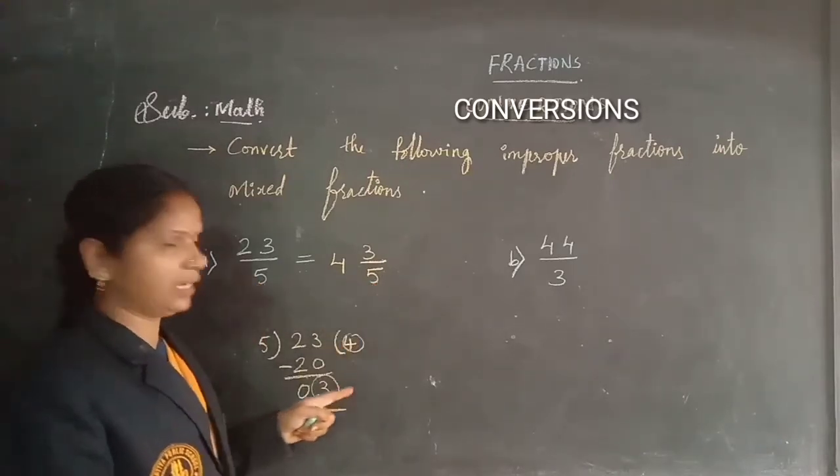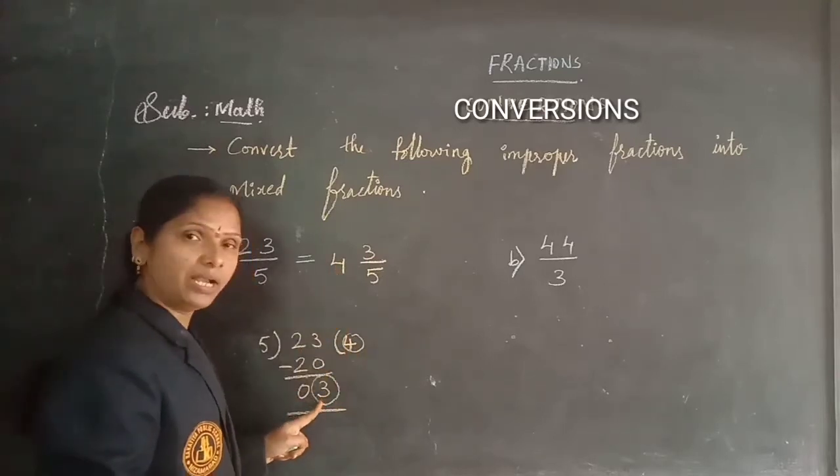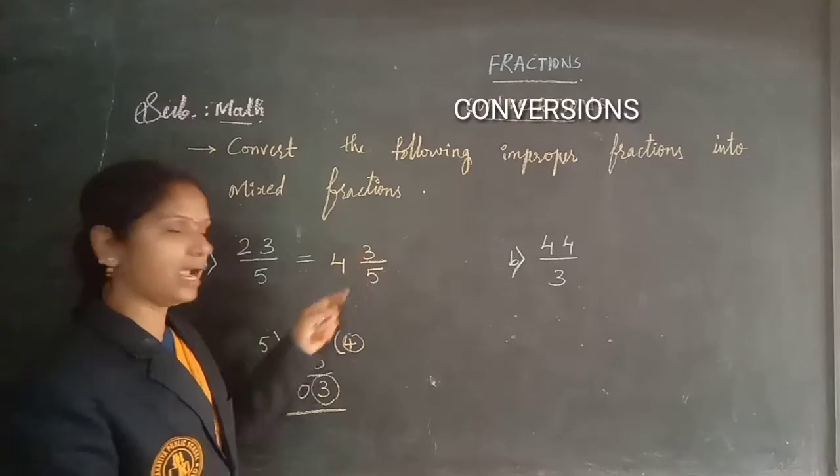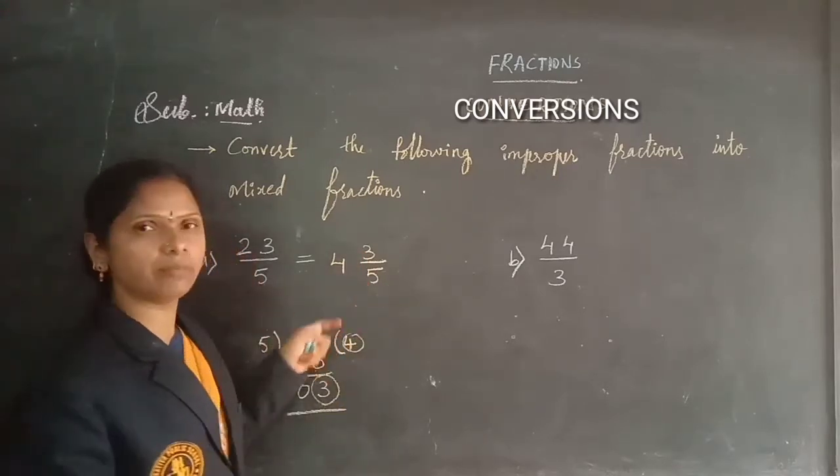So once again I am repeating. Quotient number you take it as a whole number, and the remainder number you take it as a numerator, and divisor as a denominator. So 23 by 5 is nothing but 4 3 by 5.